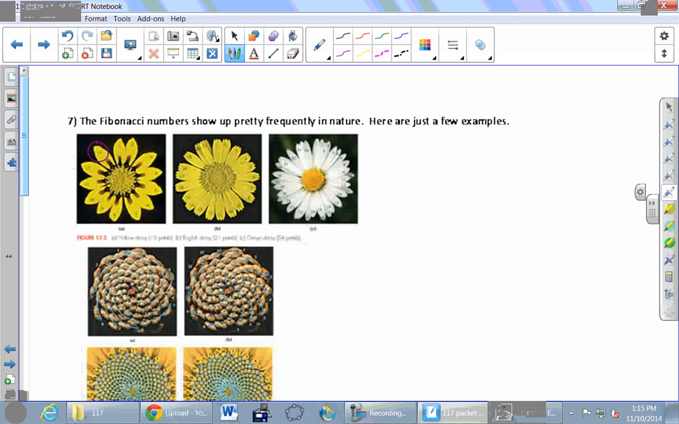This one right here. So 13, and they're all counted out. Starting just to the right of that one is number 1. So how many petals on that one? 13, which happens to be one of the Fibonacci numbers.